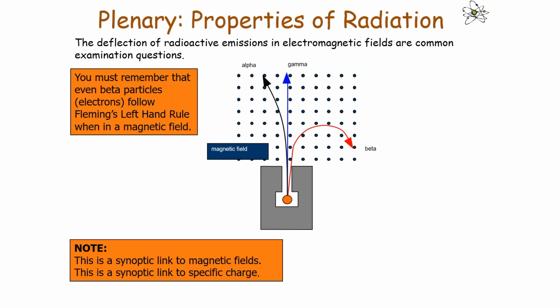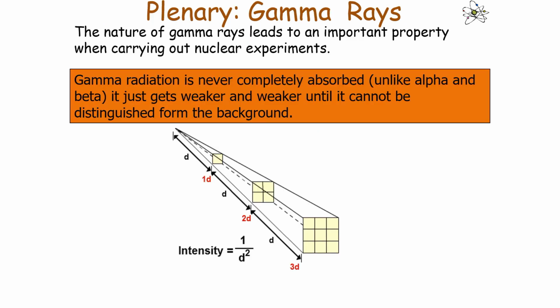Again, you can also look at how the radioactive emission is affected in electromagnetic fields. It's important to note that even beta particles will follow Fleming's left-hand rule in a magnetic field, and you can work out the direction they will move in. This is a synoptic link to both magnetic fields and specific charge, which is found in other parts of the course.